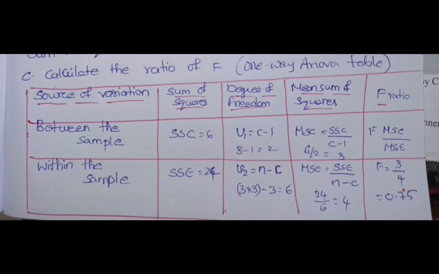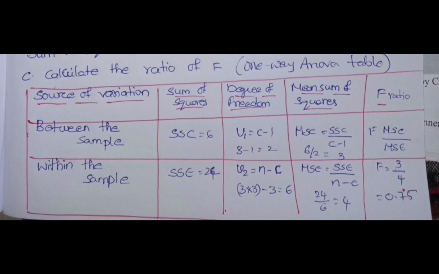Next, if you see in the column of degrees of freedom, mu1 equals C minus 1. So C is nothing but the number of columns. Number of columns we are having is 3. So 3 minus 1 equals 2. Within the sample, degrees of freedom is denoted by mu2, which is N minus C. N is number of rows into number of columns, that is 3 into 3 equals 9, and number of columns equals 3, that is 9 minus 3 equals 6.